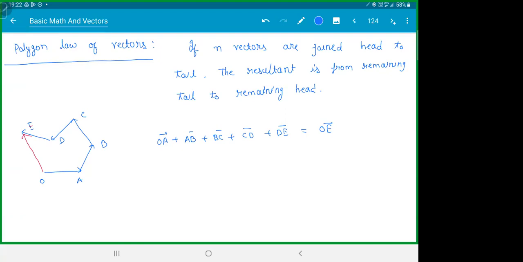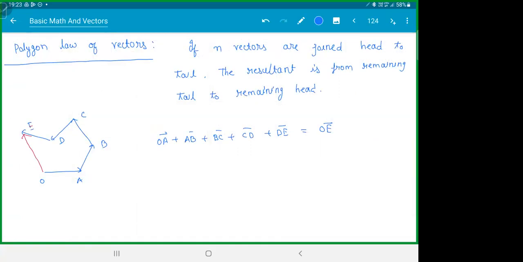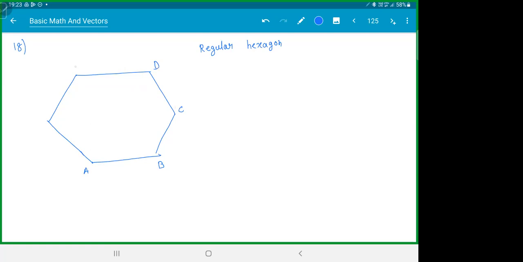So let's see a question on how they can frame this. You can write down the main points. Anyway, I'll be sending the PDF after the class, but if there's anything you want to write down, you can put it down. So we have a regular hexagon, A, B, C, D, E, F. What is the meaning of regular hexagon? All sides are equal.